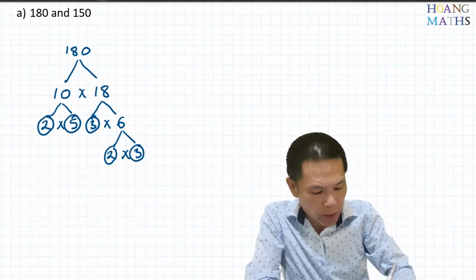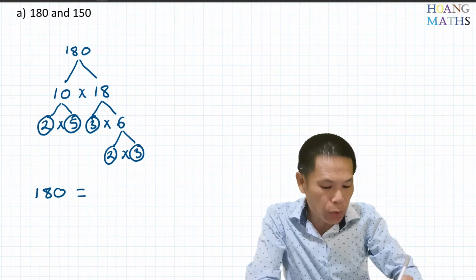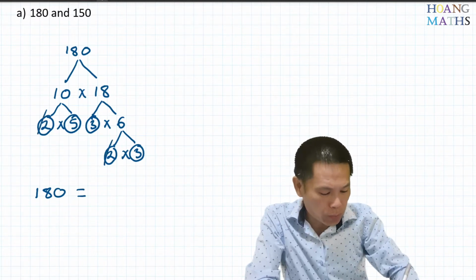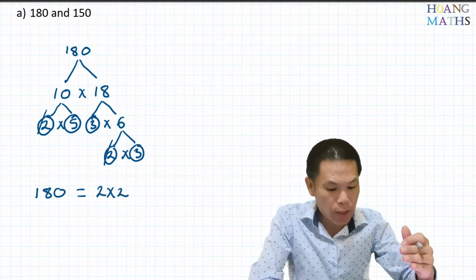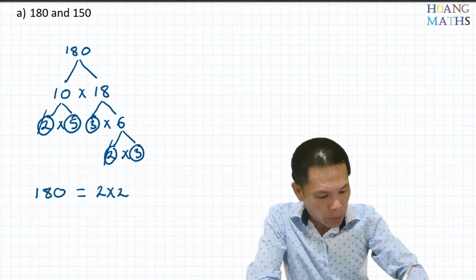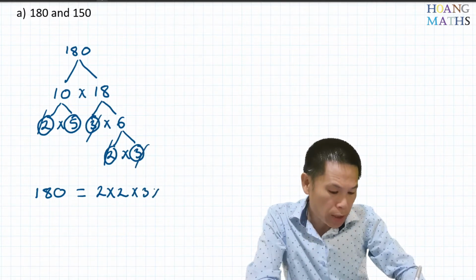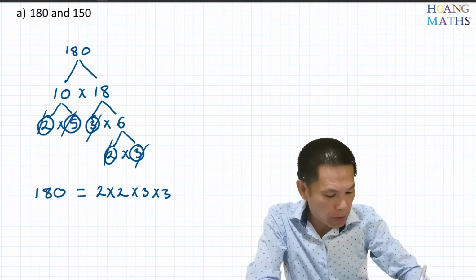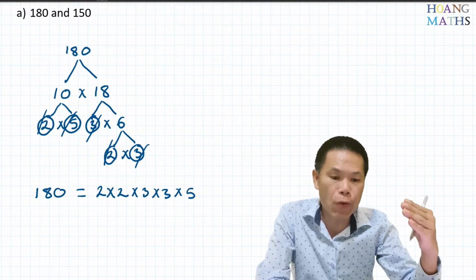Now for 180, I just write here 180 is equal to, now we have 2, 2, so 2 times 2, and then we have a 3 and this 3 as well, so times 3 times 3, and then times 5, this 5 here. So we just leave it in expanded form.